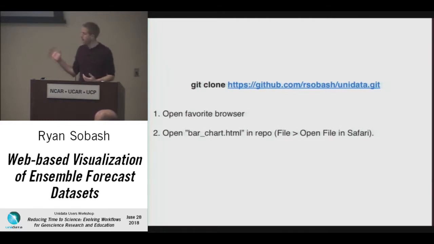So if you want to download this repository, git clone, there's the address there. I think it's probably the smallest repository of anyone. I believe it's a README and one HTML file. So everything I'm going to be doing is going to be based on that. It's a pretty simple example.